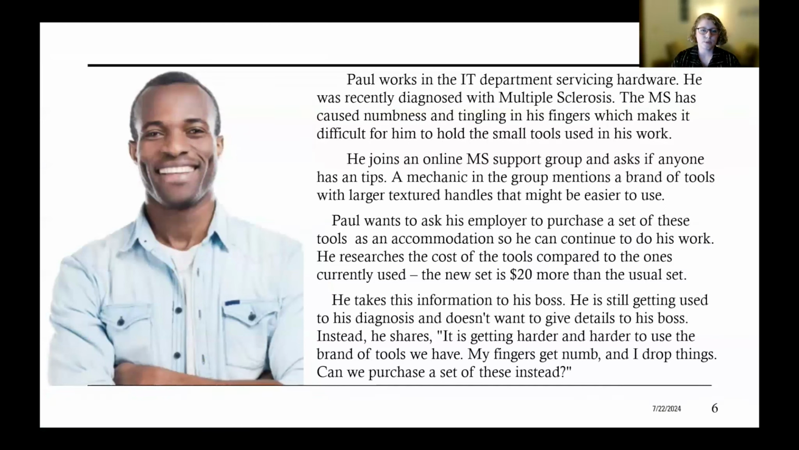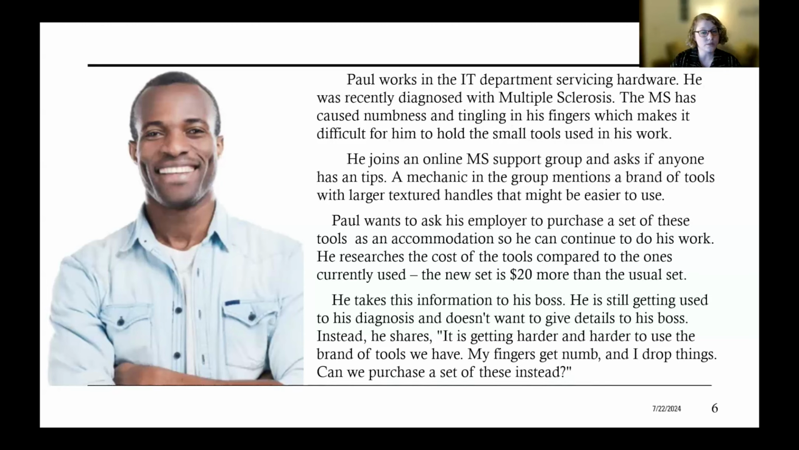We're going to look at an example of self-advocacy in the workplace. There's a lot of text here, but I'm going to read it to you. Paul works in the IT department servicing hardware. He was recently diagnosed with multiple sclerosis, and the MS has caused numbness and tingling in his fingers, which makes it difficult for him to hold the small tools that he uses in his work. He joins an online MS support group, and he asks if anyone has any tips. A mechanic in the group mentions a brand of tools with larger textured handles that might be easier for him. Paul wants to ask his employer to purchase a set of these tools as an accommodation so that he can continue to do his work.